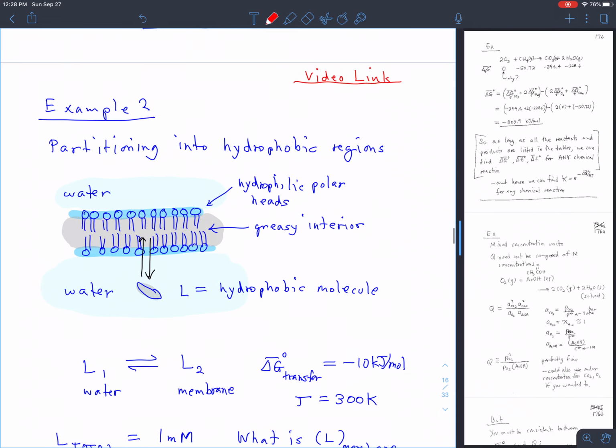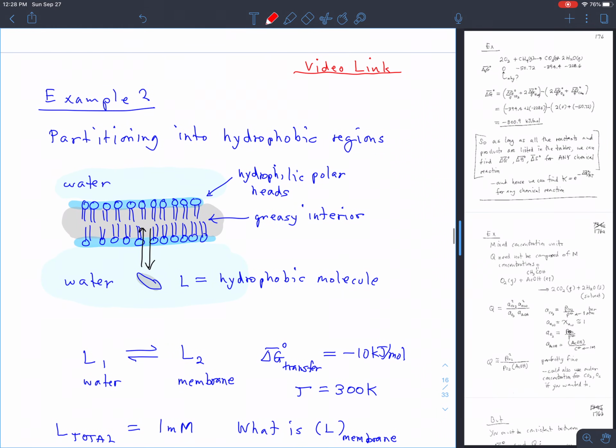Last time we did one example. We're going to do several more examples this time for how all this works. The example in this case is, last time it was a chemical reaction. This time it's not really a chemical reaction. It's a partitioning problem, one that's relevant for an awful lot, a whole ton of biology.